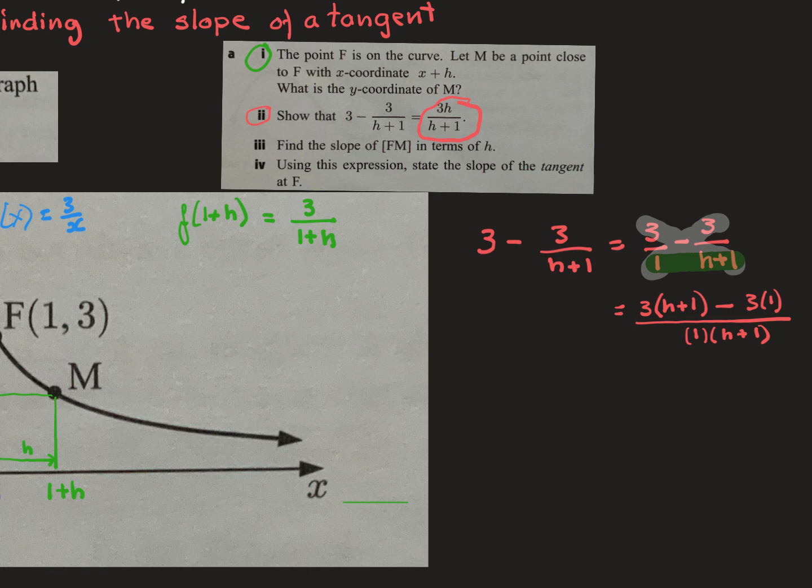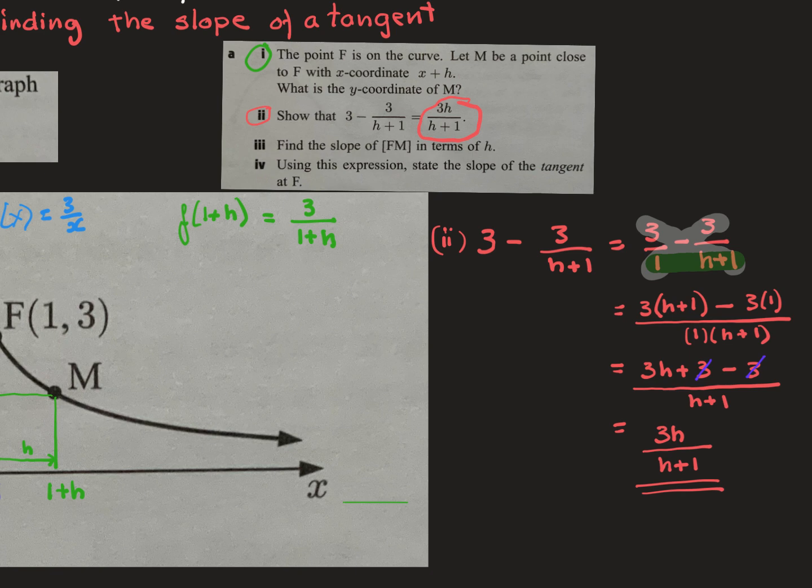To simplify this further, all we do is 3h plus 3, expanding that, minus 3 over h plus 1. Now you'll notice that the 3's cancel out and we are left with 3h over h plus 1, which is what we wanted to show. Okay, that is our part 2 of this question.